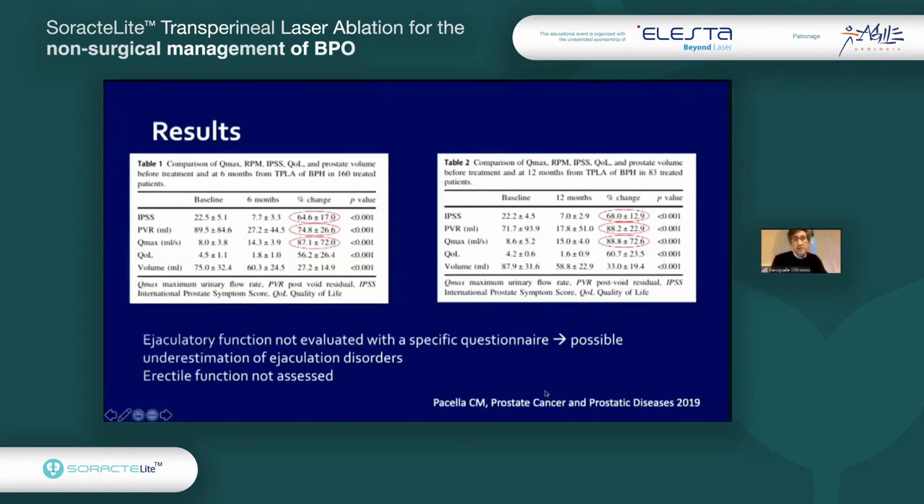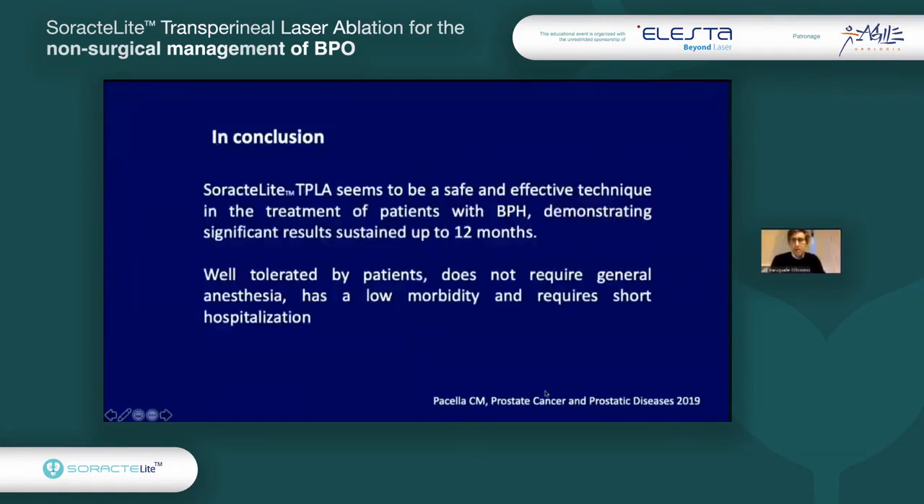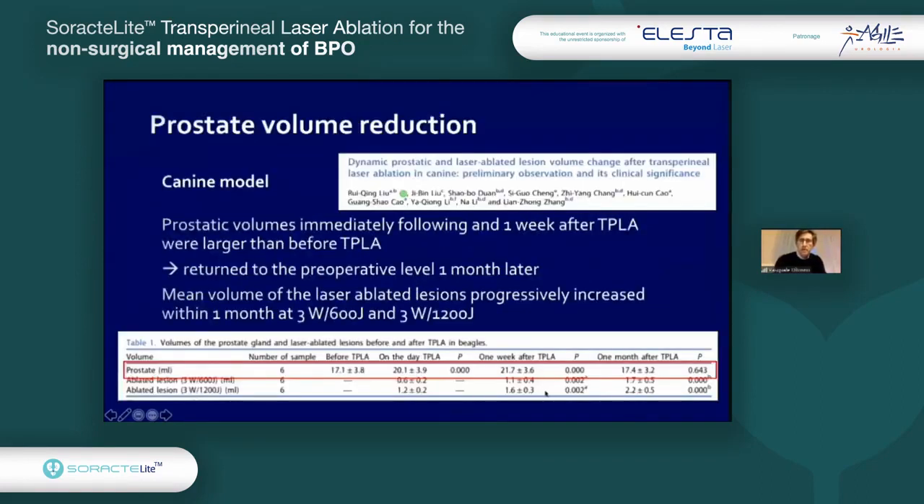One of the drawbacks of the study is that the ejaculatory function was not evaluated with a specific questionnaire, so probably there was an underestimation of ejaculation disorders, and the erectile function was also not assessed. So Pasella concluded that TPLA was a safe and effective procedure up to 12 months of follow-up. It was well tolerated without general anesthesia, low morbidity, and short hospitalization.